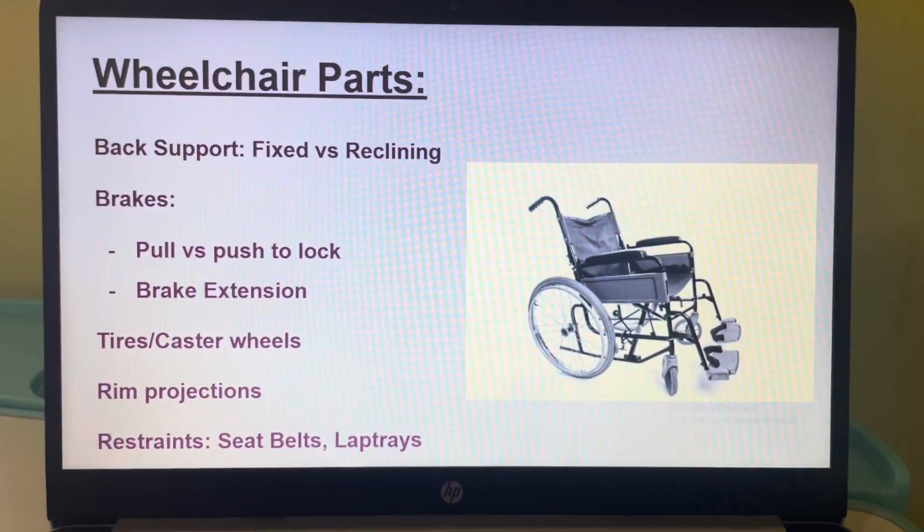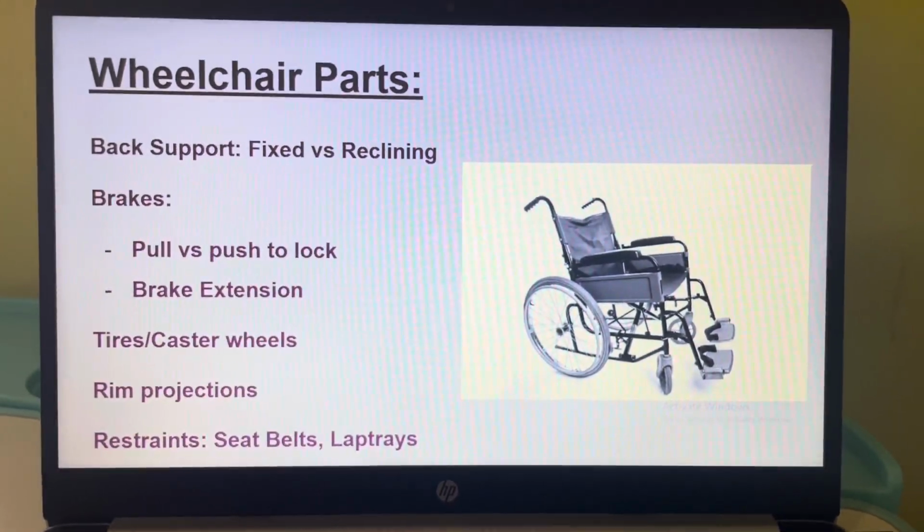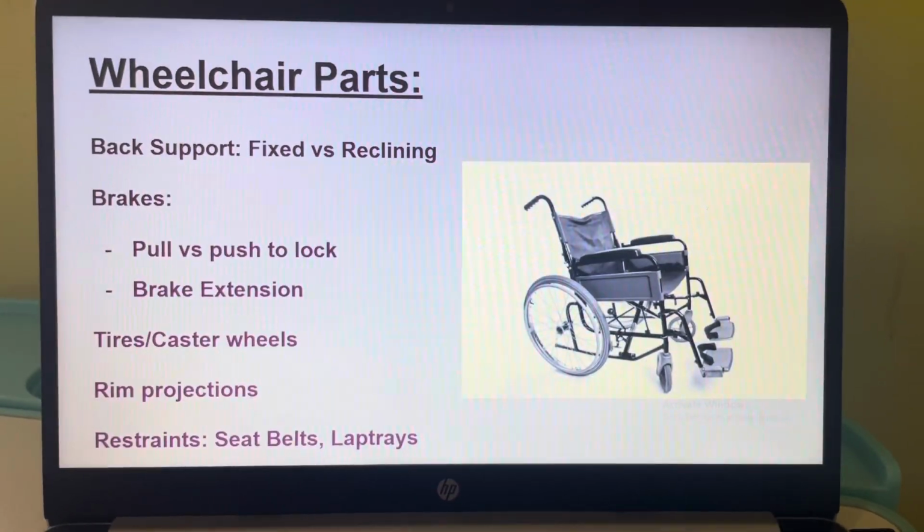The brakes could be push or pull types depending on the type of the wheelchair.